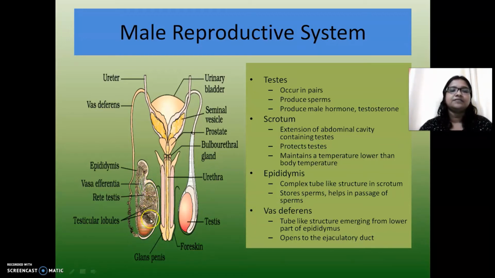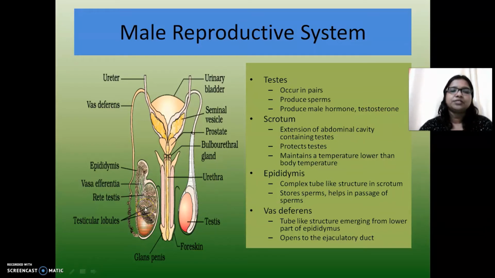If you see the inner view of the testis, you can see testicular lobules inside, which are made up of many seminiferous tubules. Inside these, sperms are produced. The function of the testis includes the production of sperms, as well as a hormone called testosterone.